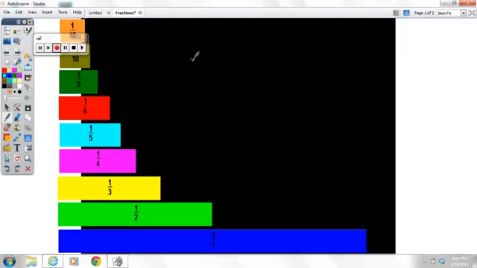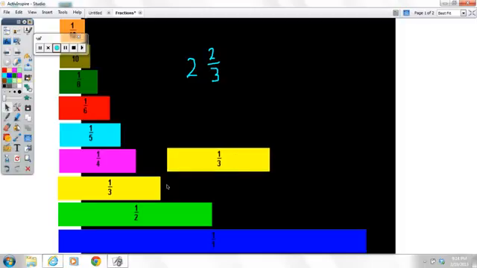Well, I'm going to do just the opposite when I take a mixed number and convert it into an improper fraction. For example, if I have 2 2/3, how am I going to make an improper fraction out of the 2 2/3? Well, I know the pieces that I'm dealing with are thirds. So here's what 2/3 would look like.